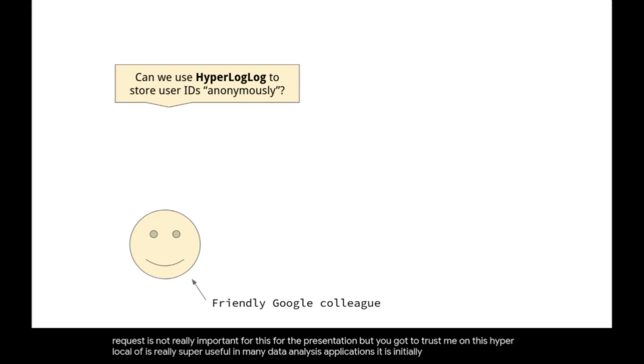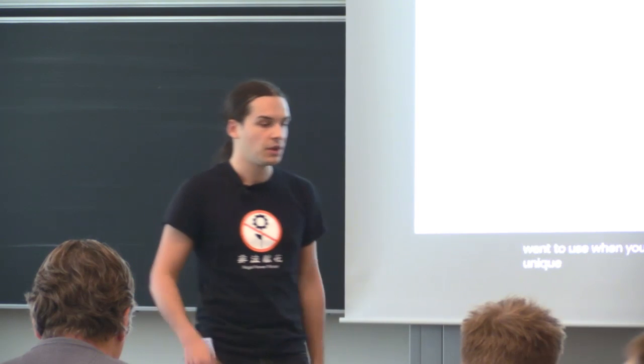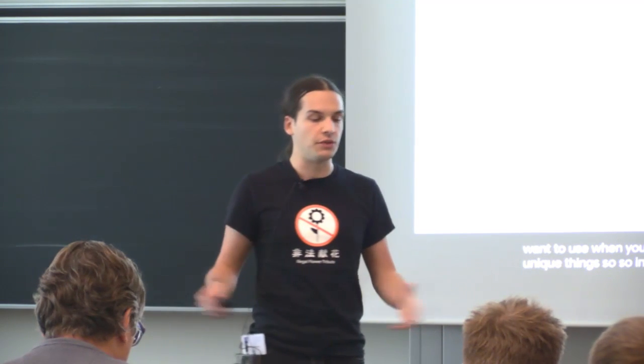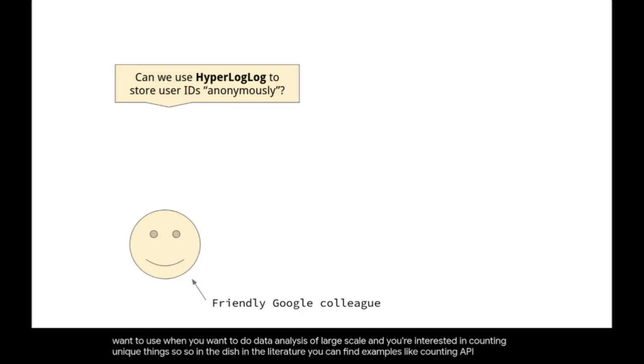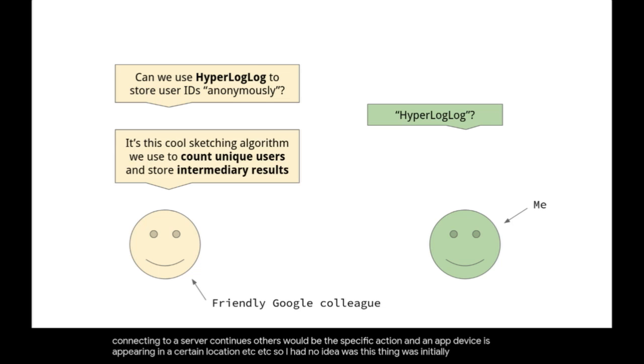It's essentially everywhere when you want to do data analysis at large scale, and you're interested in counting unique things. So in the literature, you can find examples like counting IP addresses connecting to a server, counting users who did a specific action on an app, a device appearing in a certain location, et cetera. So I had no idea what this thing was initially.